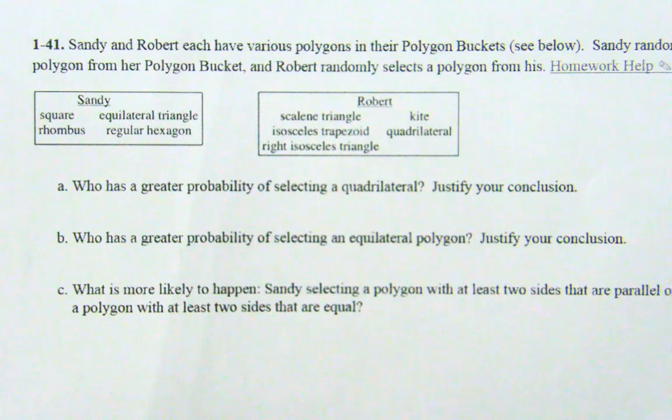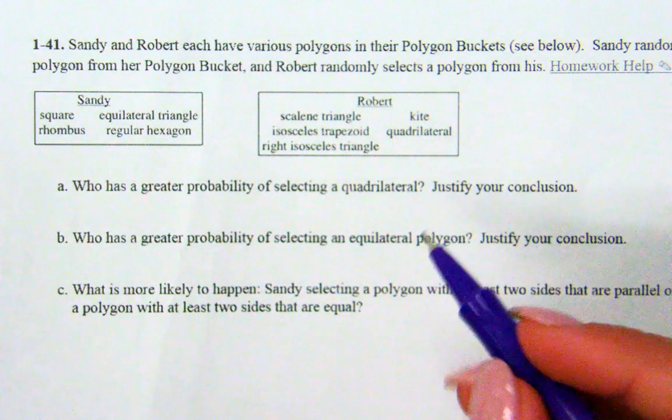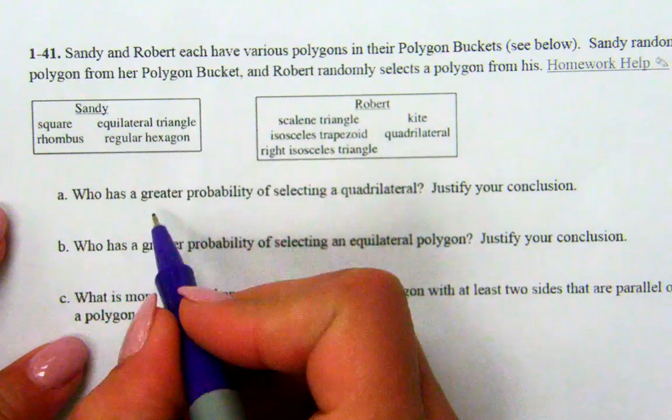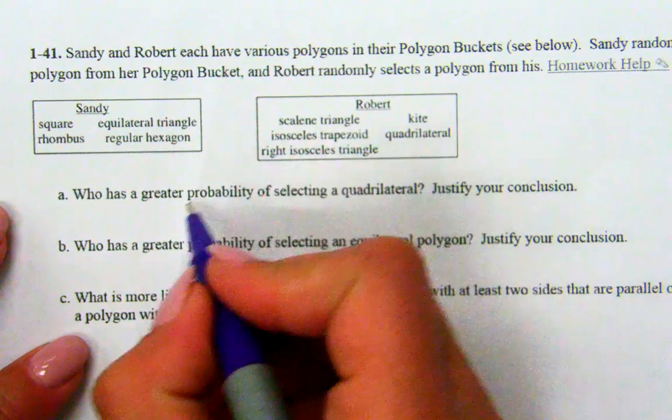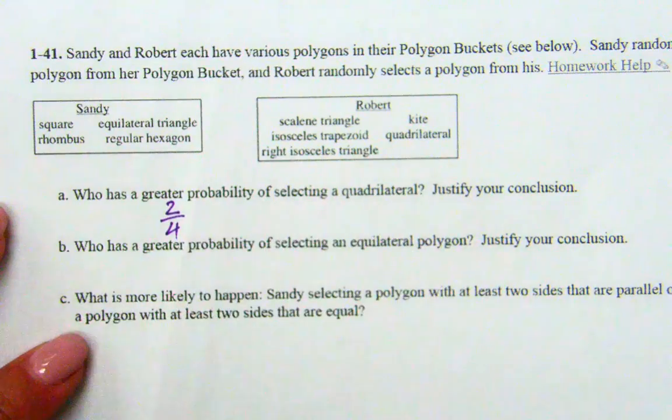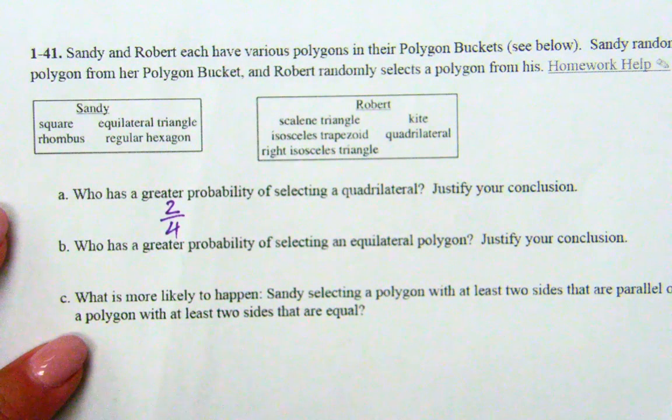has a probability of selecting a quadrilateral. So out of her 4 shapes, which ones are quadrilateral? So equilateral triangle, obviously not 4 sides. Hexagon has 6 sides, so that's not 4 sides. Square has 4 sides. Rhombus has 4 sides. So the probability for Sandy for selecting a quadrilateral would be basically 2 out of 4, because she's got 2 quadrilaterals and 4 total polygons in her bucket.